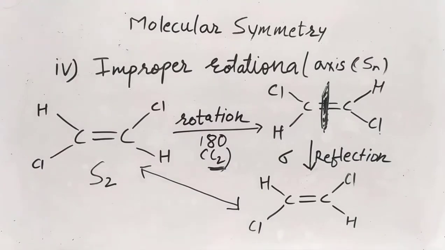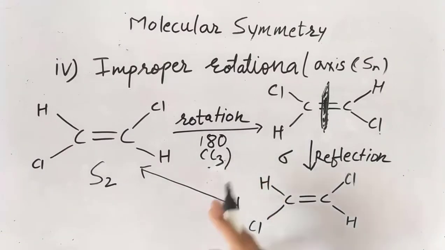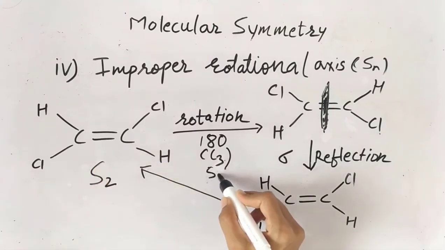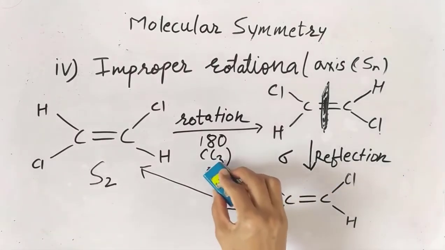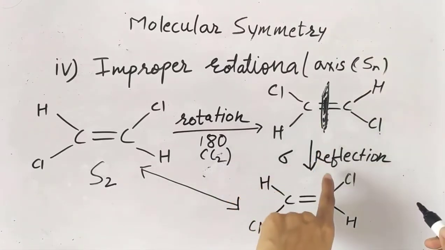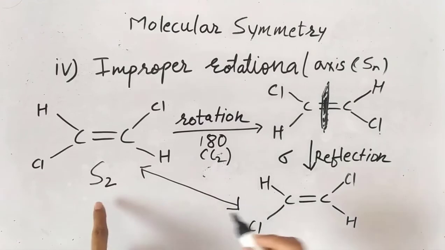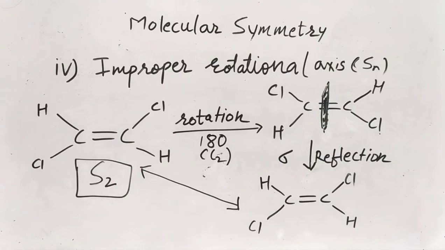Alright. Suppose in another molecule, we are doing rotation by C3, then we are carrying out reflection and then we are getting the same image, then that molecule will be said to possess S3. Alright. In this trans dichloroethylene, we are carrying out the rotation by C2 and then we are getting the same image after doing reflection. So this trans dichloroethylene will be said to possess the S2 symmetry element, that is S2 improper axis of rotation. Alright.